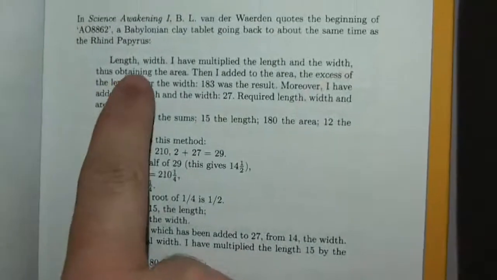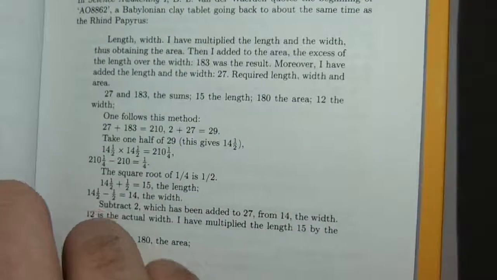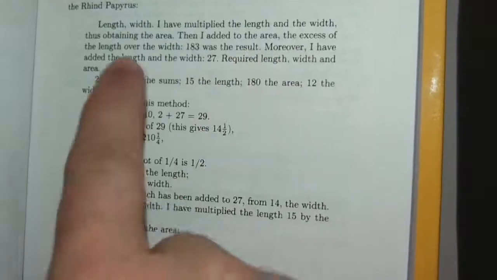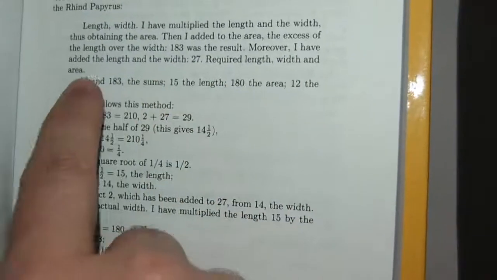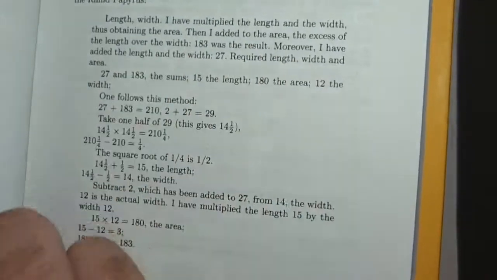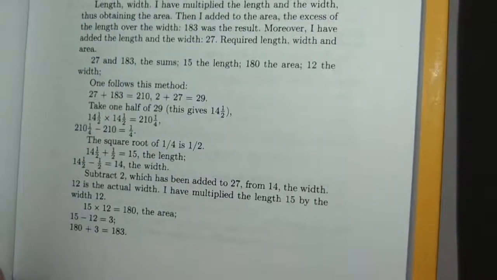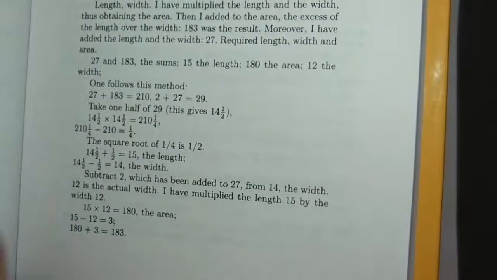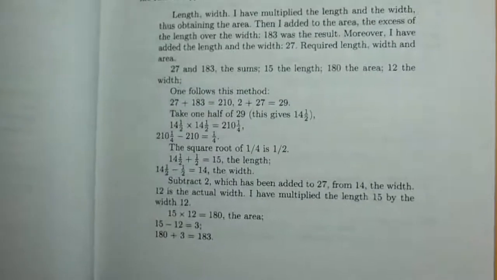So length, width. I have multiplied the length and the width, thus obtaining the area. Then I added to the area the excess of the length over the width. 183 was the result. Moreover, I have added the length and the width, 27. Required length, width, and area. Okay, 27 and 183, the sums. 15 the length, 180 the area, 12 the width. Okay, one follows this method.